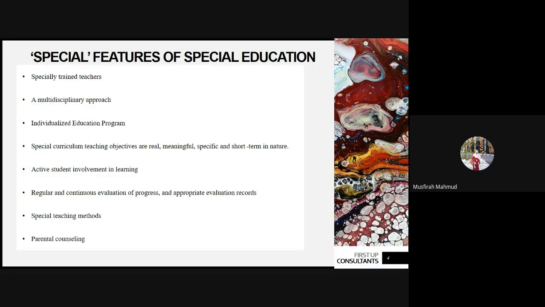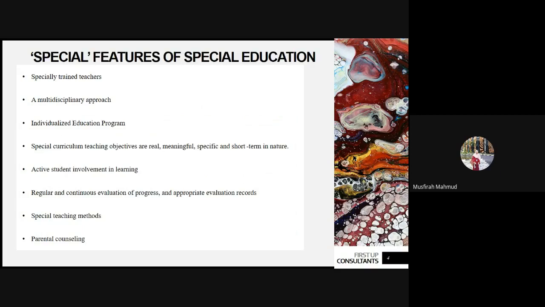Special features of special education. First, specially trained teachers. Second, a multidisciplinary approach. The definition of multidisciplinary is something that combines several fields of study or academic interest. An example of a multidisciplinary course of study is when you study math, science, English, and history.